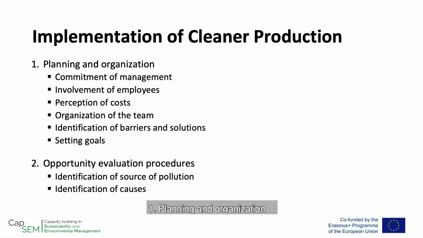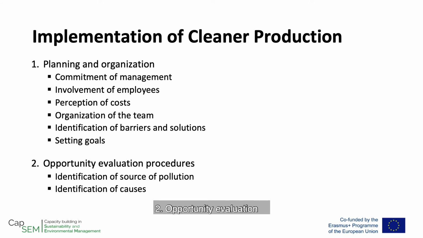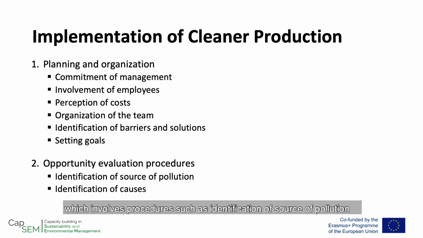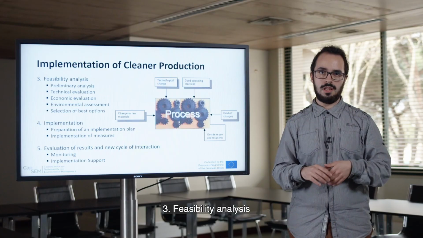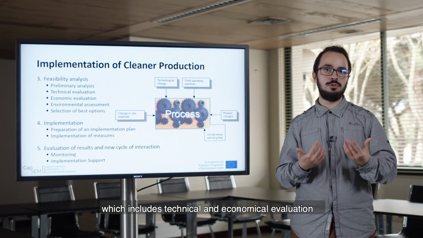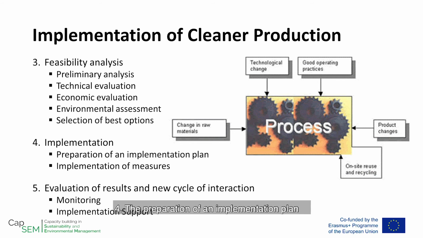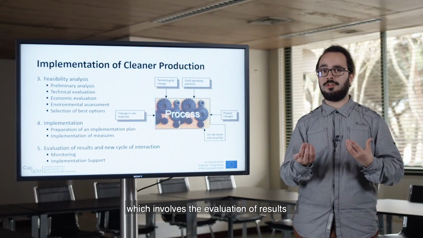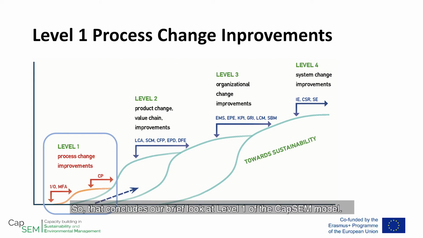1. Planning and organization, which involves commitment of management and involvement of employees and setting up goals. 2. Opportunity evaluation, which involves procedures such as identification of the source of the pollution and identification of the causes. 3. Feasibility analysis, which includes technical and economical evaluation, and lastly, environmental assessment. 4. The preparation of an implementation plan and the implementation of the measures. And finally, level 5, which involves the evaluation of results and the new cycle of interaction, which involves monitoring and implementation support. So that concludes our brief look at level 1 of the CapSEM model.